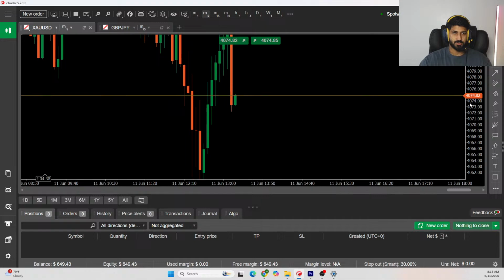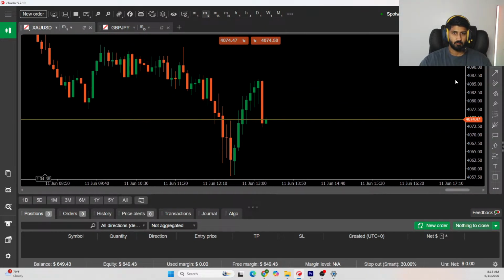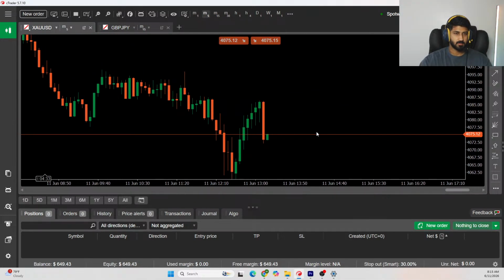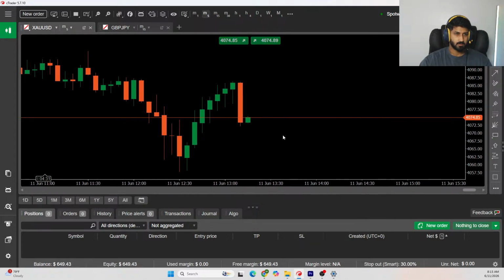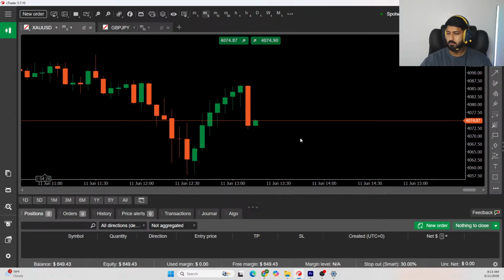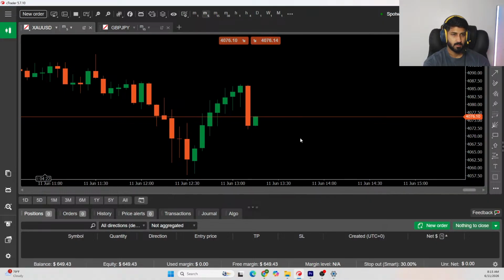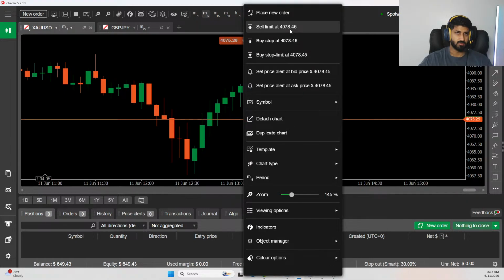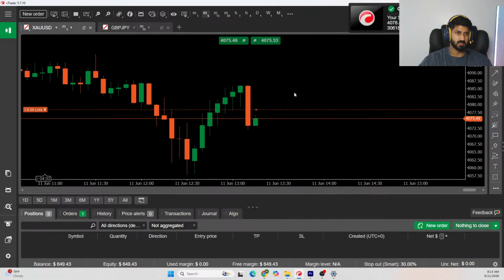Alright, I'm gonna bring in this chart here. Just a little bit more retracement. Like right around here, I want to do a sell limit.